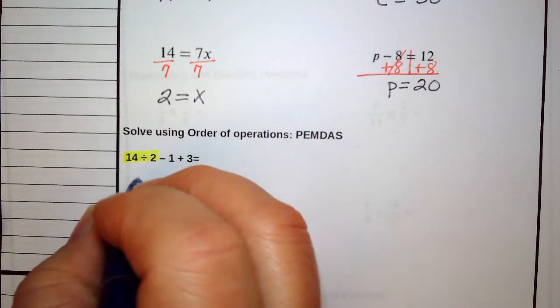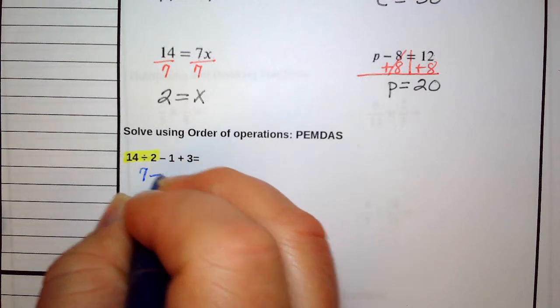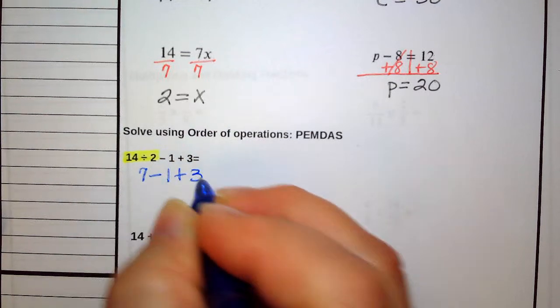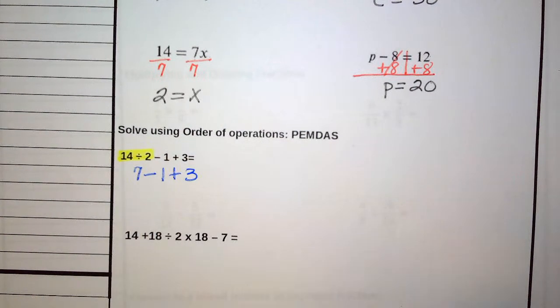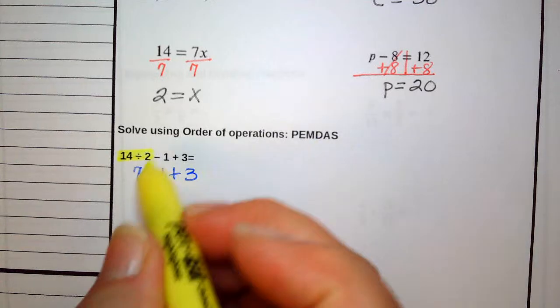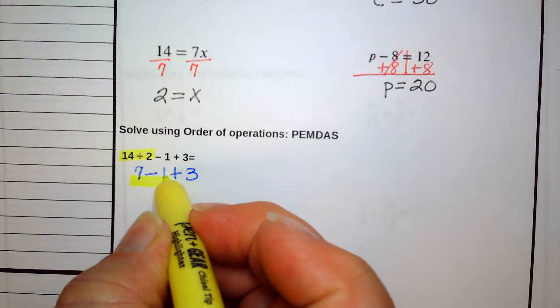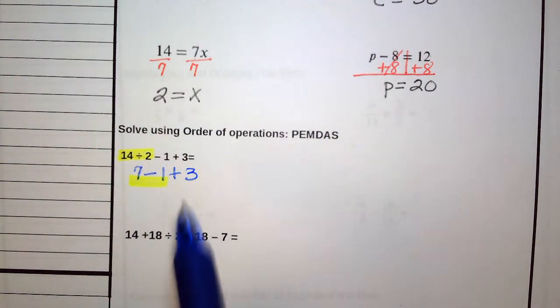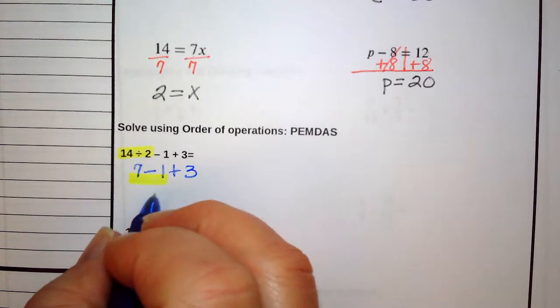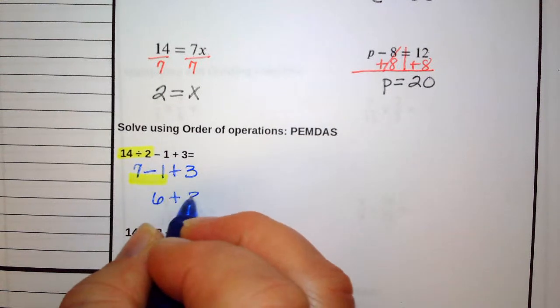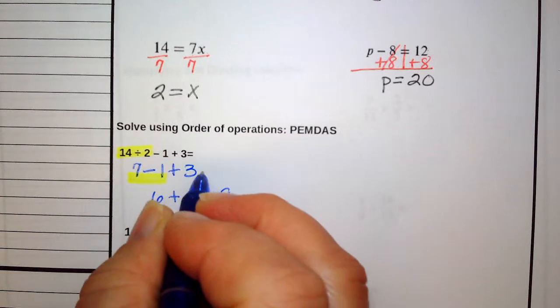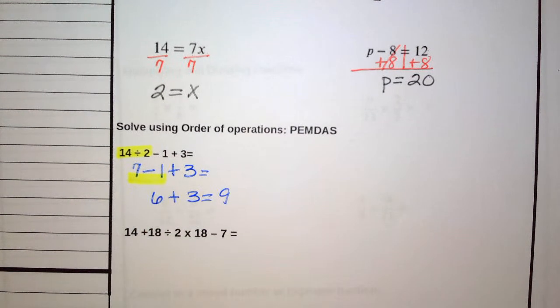14 divided by 2 is 7. 7 minus 1 plus 3. I've got addition and subtraction, but the subtraction comes first. 7 minus 1 is 6. 6 plus 3 is 9. So the correct answer is 9.